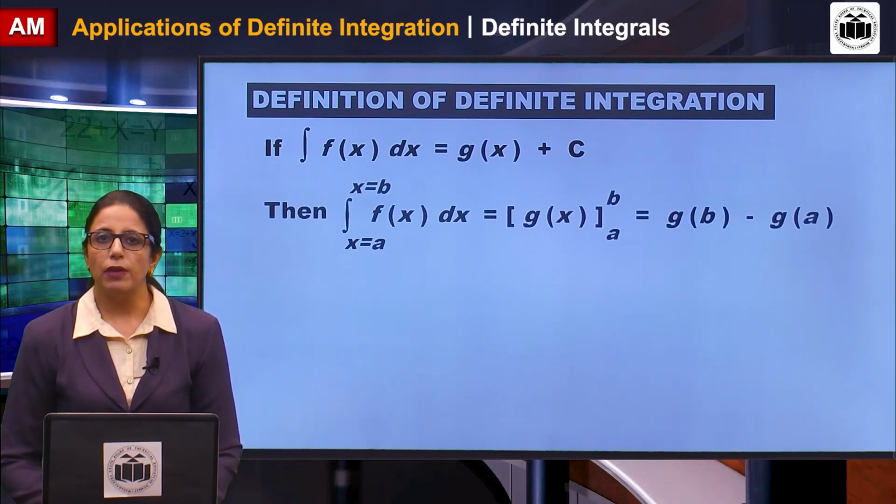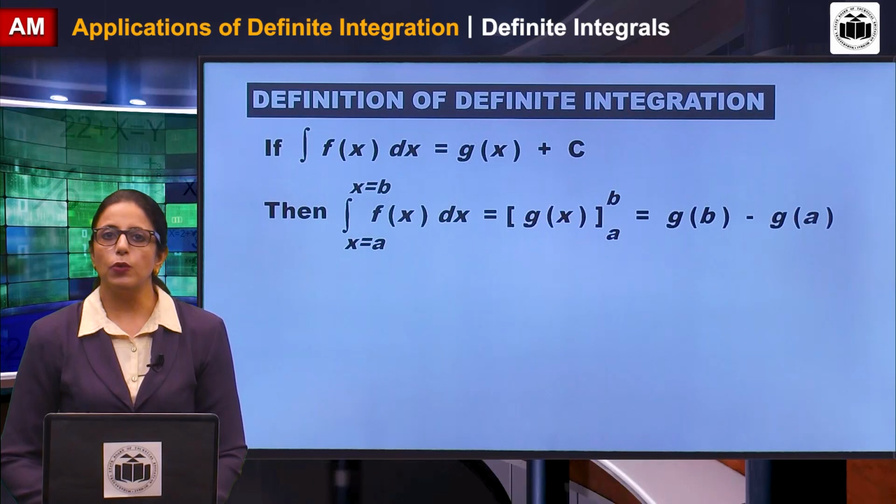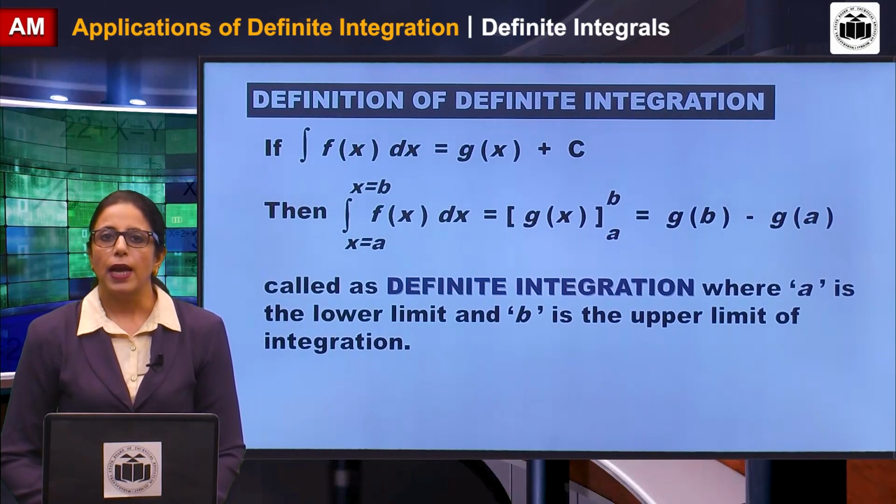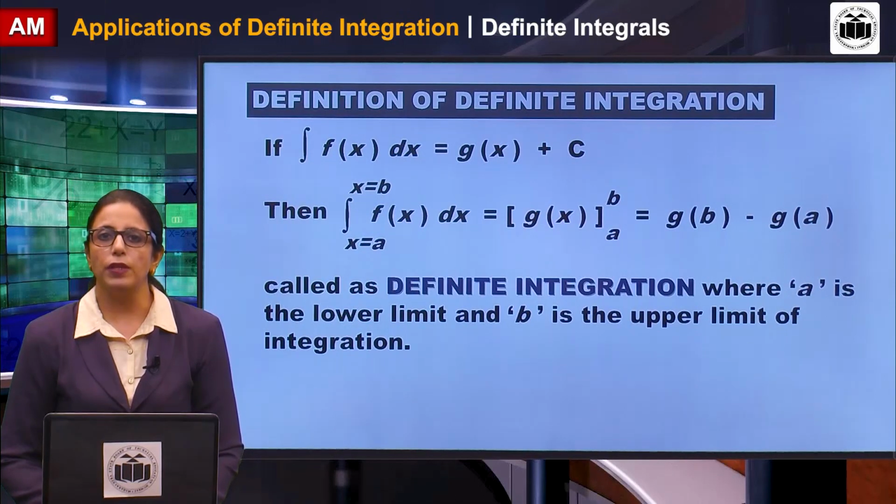Now, in the same way, we have the definition of definite integration as integration from x is equal to a to x is equal to b, f of x dx is equal to some function g of x from a to b, that is equal to g of b minus g of a. This x is equal to a and x is equal to b are defined as limits, where a is called the lower limit and b is called the upper limit of integration.